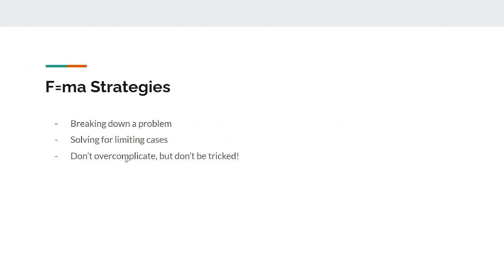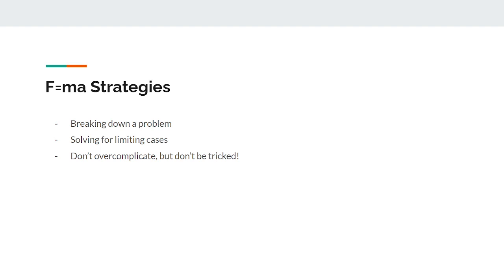And finally, we have a few of our basic F equals MA strategies. We need to remember to break down any hard problems, since most F equals MA problems are going to look very intimidating, but remember to split everything down to its basics and solve everything from there up. Remember to solve for limiting cases. If you're given something that depends on an angle, like a sine or cosine, remember to test sine 90, sine 0, and see if the answers make sense. If they don't, cross them out.